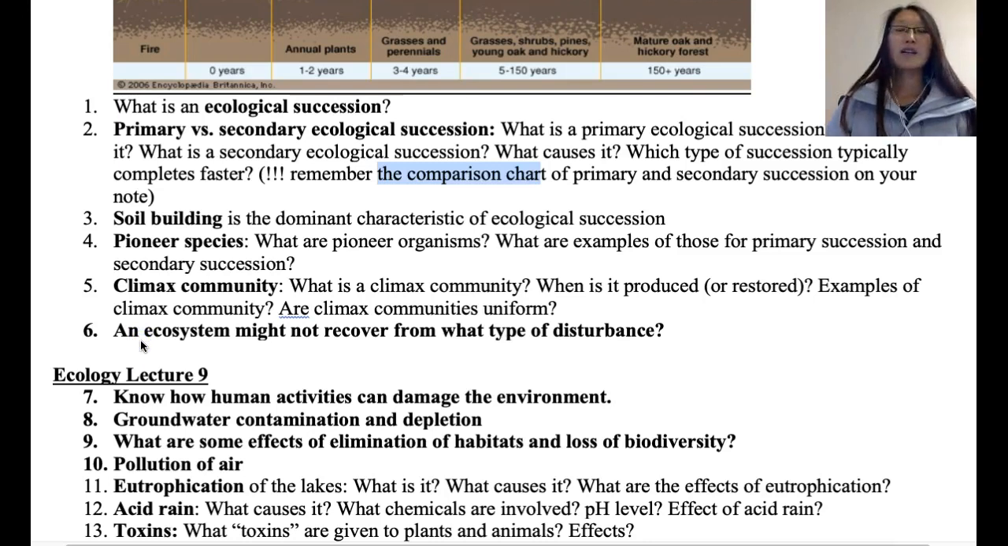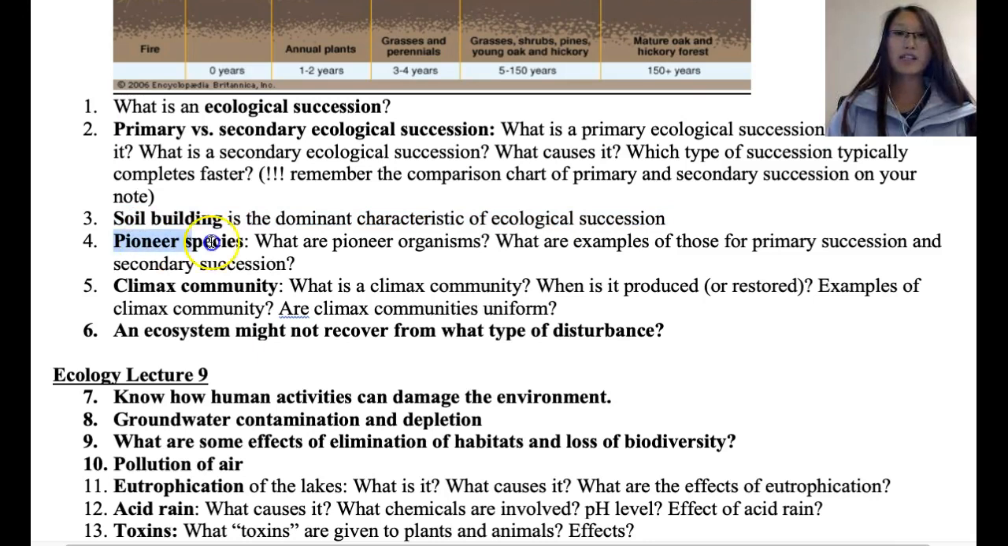But again, please don't memorize a lot of these ideas. Obviously, you need to remember or memorize what ecological succession is. But once you understand primary and secondary, primary has soil, and secondary does not, after that, there's just a lot of reasoning, right? It makes sense that primary succession takes longer because we didn't have any soil. And then the next one is soil building is the dominant characteristic of ecological succession, because in order for our ecosystem to move on and get rebuilt, we need the soil.